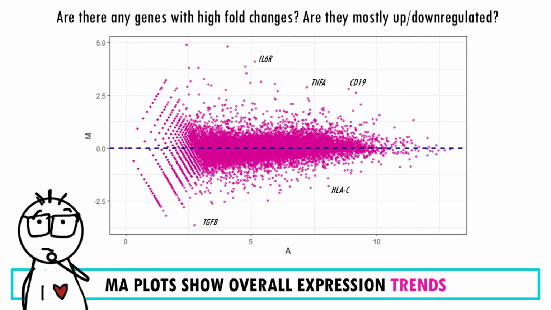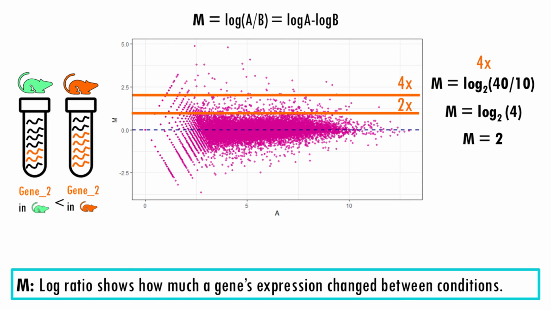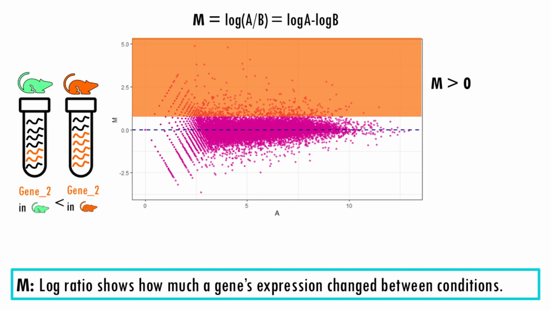Finally, it's important to know that although we're considering an M higher than 1 or lower than -1 as up or down regulated, this is not a statistical test. Remember that if a gene has an M higher than 1, it means that it's more than double in one condition versus another. But you don't know whether that difference is significant.